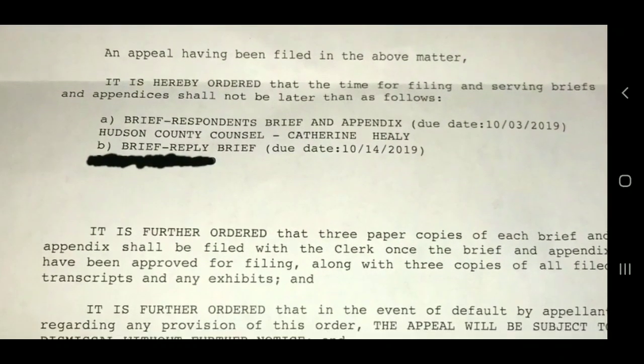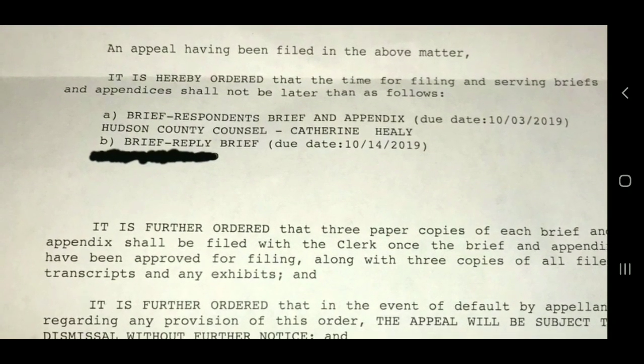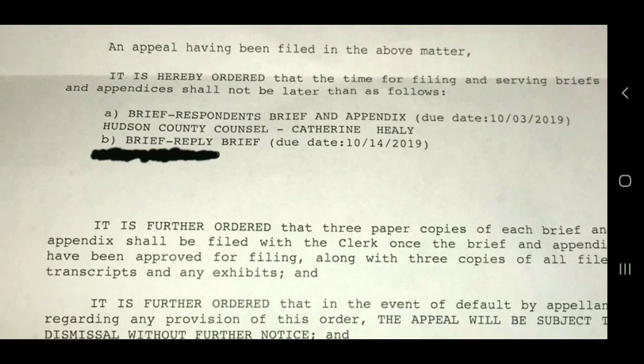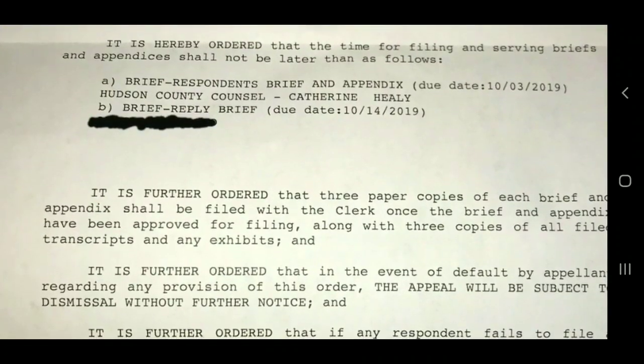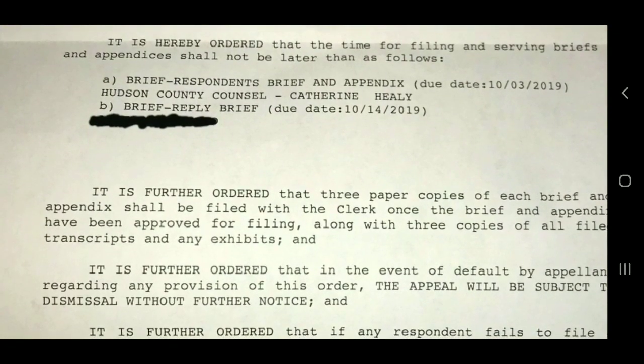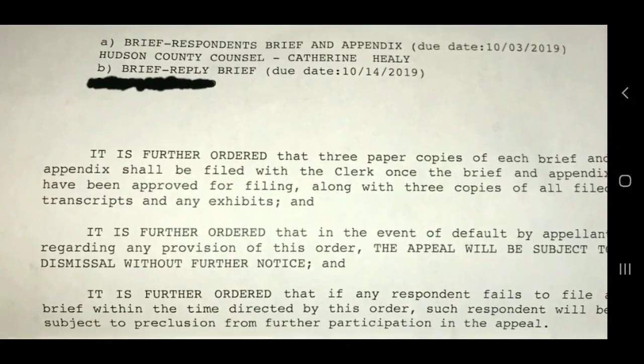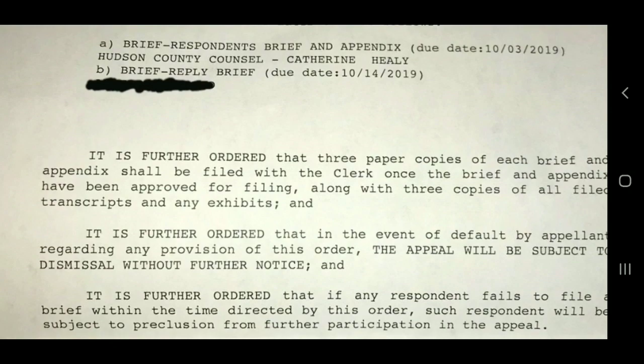Okay, so now let's read it. It says an appeal having been filed in the above matter, which is my appeal. His appeal brief and his appendix was already filed. But let's continue. It is hereby ordered that the time for filing and serving briefs and appendices shall be not later than as follows. A. Brief. Then it says respondent brief and appendix. Due date October 3rd, 2019, Hudson County Counsel, Catherine Haley.